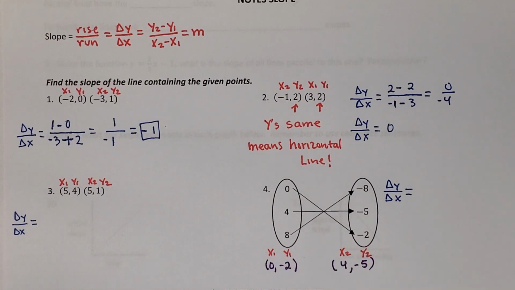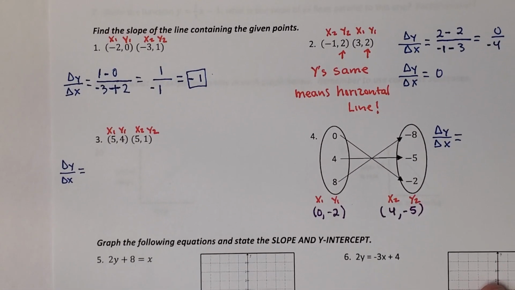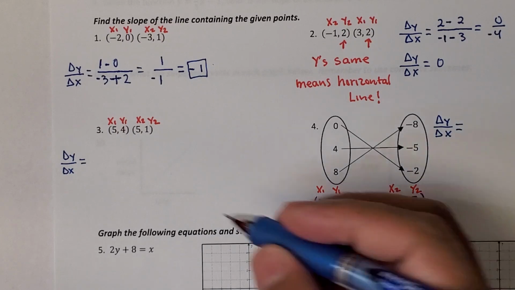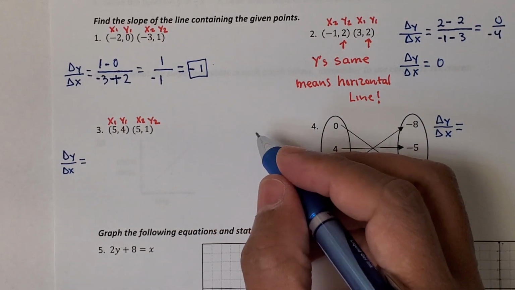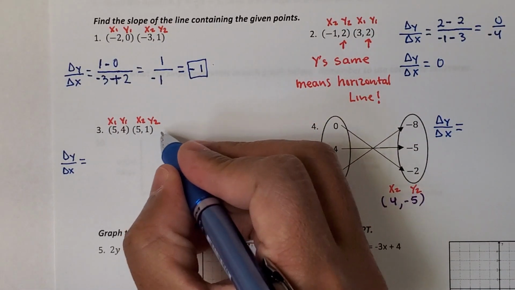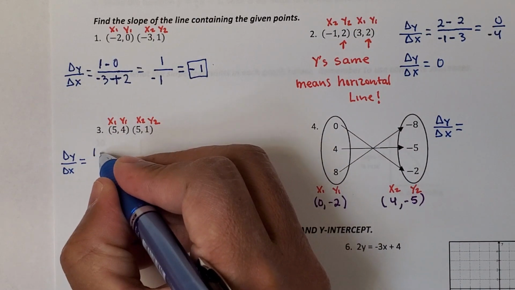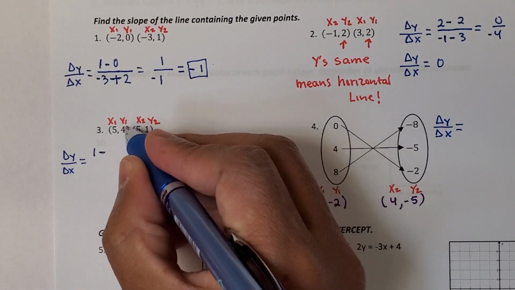All right, so let's go to the next example. For this one here again, I have labeled x1, y1, and x2, y2. So I have y2 is 1. Again, subtract y1 from it. y1 is 4.